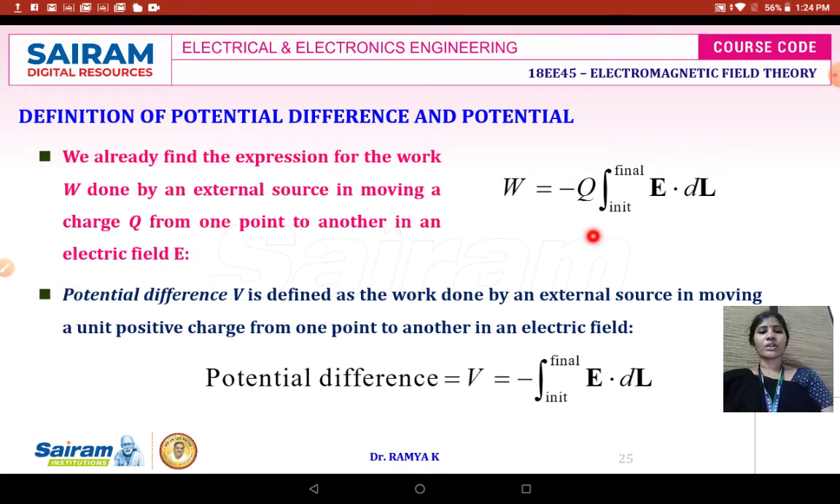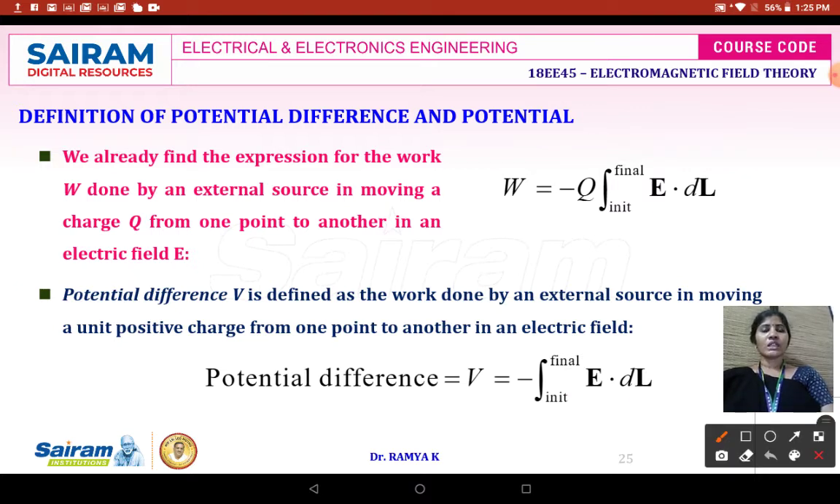This expression we have already seen in the previous class. From this, the potential difference V is defined as work done by an external source in moving a unit positive charge from one point to another in the presence of electric field. When you are moving a test charge from one point to another point, if you are giving any external source, that is called your potential. Potential V is defined as V is equal to minus integral from initial value to final value of E dot dL.